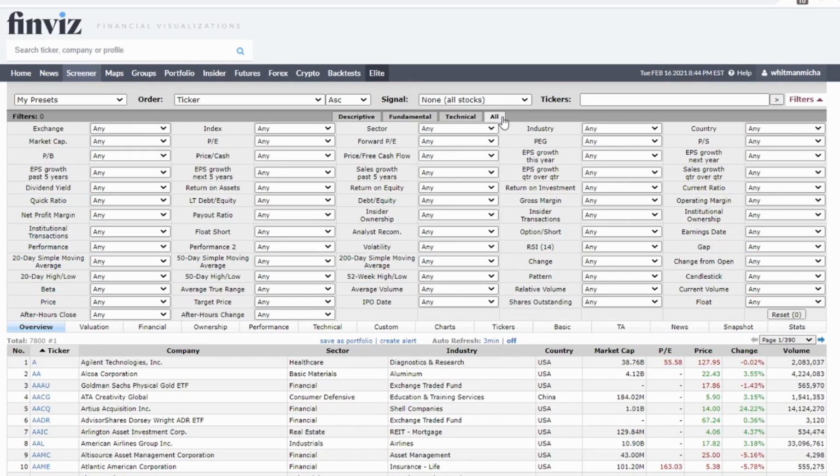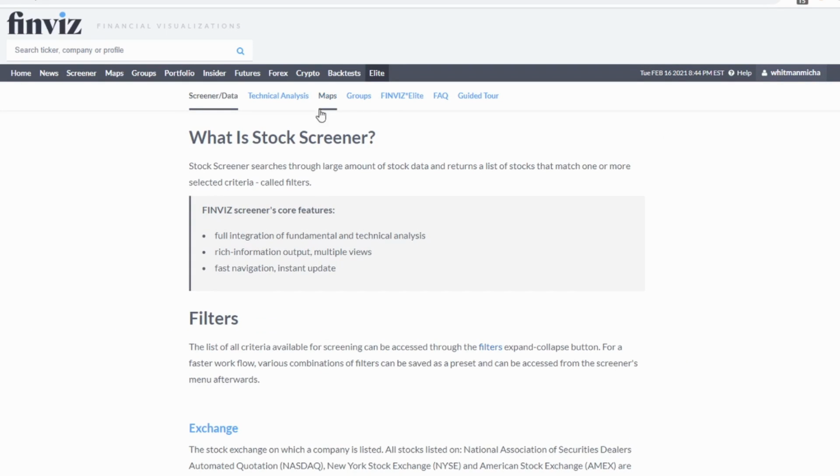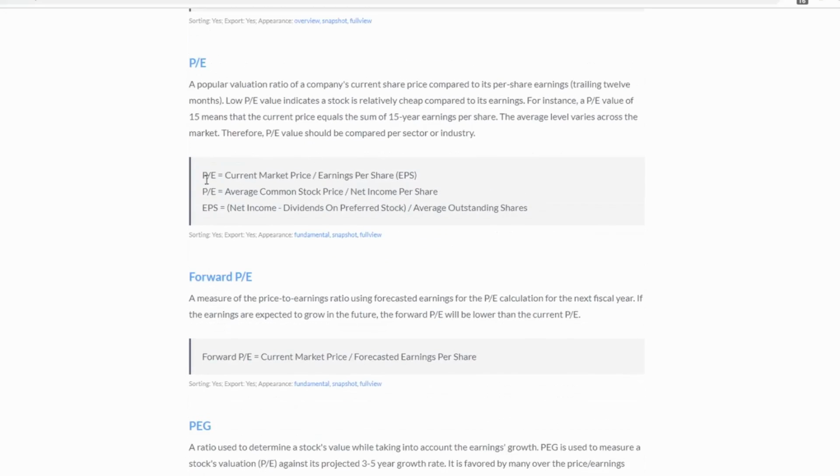If I hit all, I get all 3 tabs in one large amount of data. I can filter by the exchange, the market cap, the PB, EPS growth, a whole bunch of information. And if you guys don't know what these mean, like forward PE or sector or inside ownership, you could go over to the Help Center, open that up, and it actually has everything.